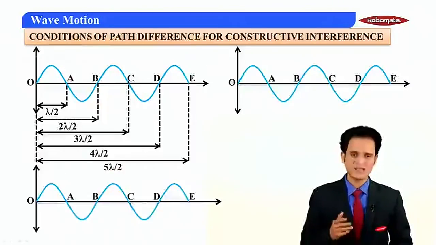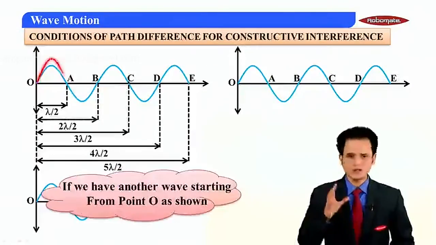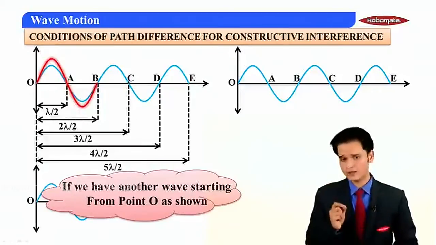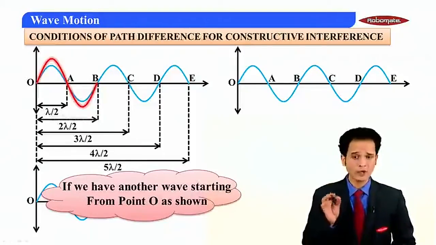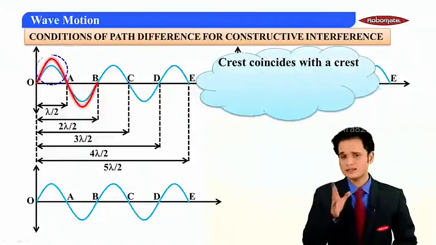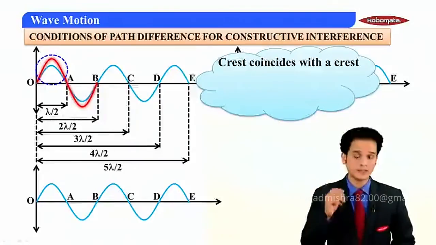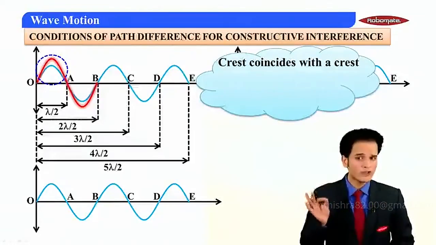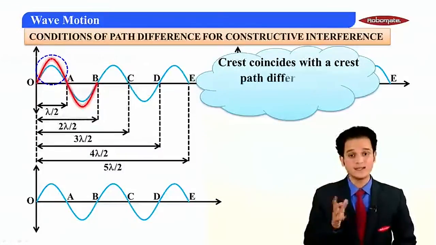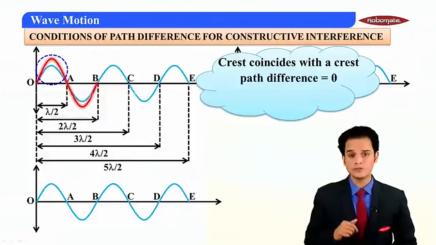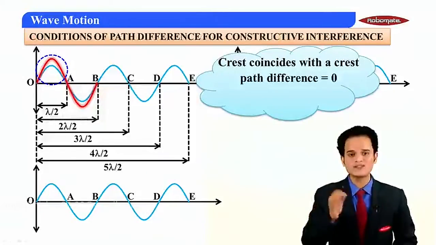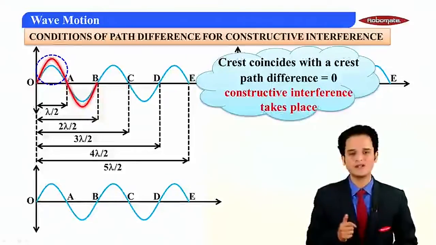So we'll have the same diagram getting repeated thrice. Now on the first diagram, if you can clearly see, we have another wave starting from point O as shown. Now students, can you clearly see the crest is coinciding with the crest? Also, both the waves are starting from the same point. That is why can I say the path difference is going to be 0. Path difference 0. Crest coincides with the crest. So very clearly students, constructive interference takes place.